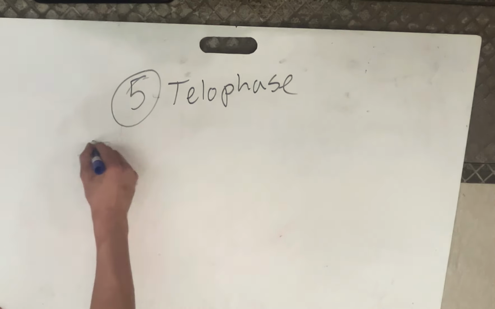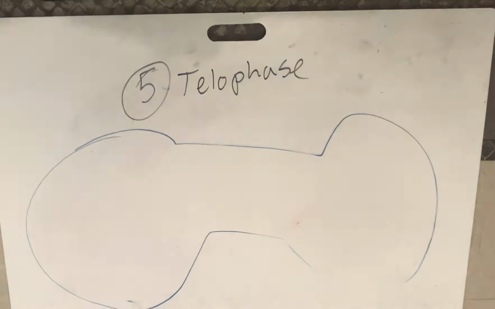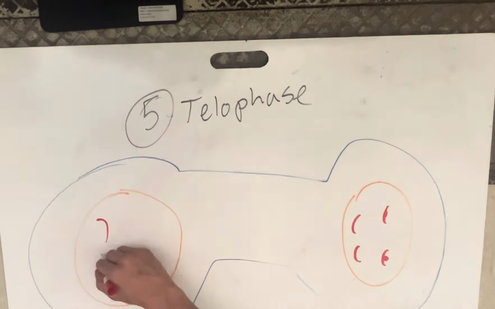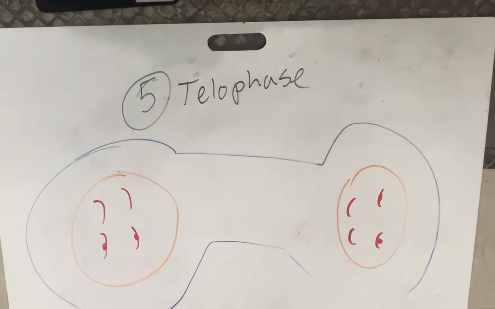Telophase is when the cleavage furrow forms, which is a thin connecting point between the cells. The nuclear envelope forms on both sides to contain the chromosomes.